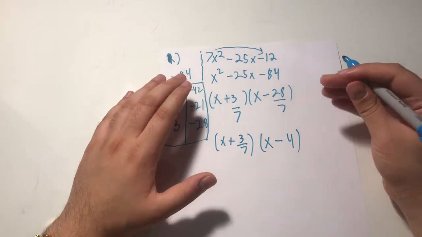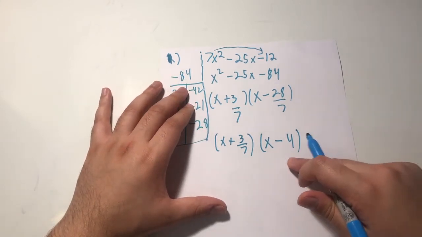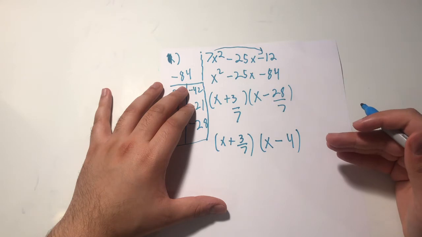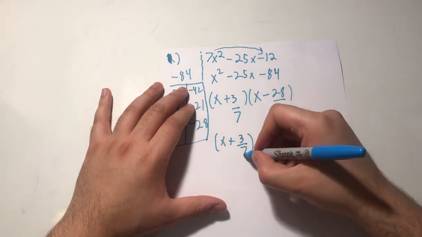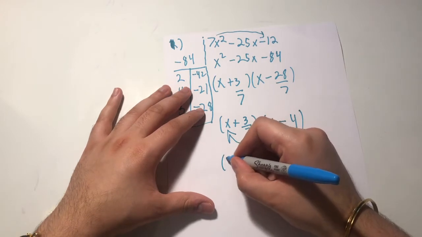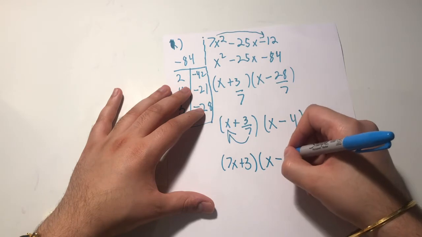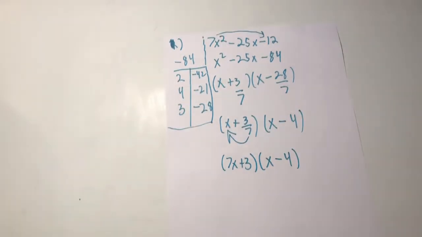The last step is if there are any denominators left, we got to bring them to the front. So there's nothing left here. The x minus 4 is that final term for that one. Here, the 7 goes up front, and I'm left with 7x plus 3 times x minus 4. And that is our final answer.